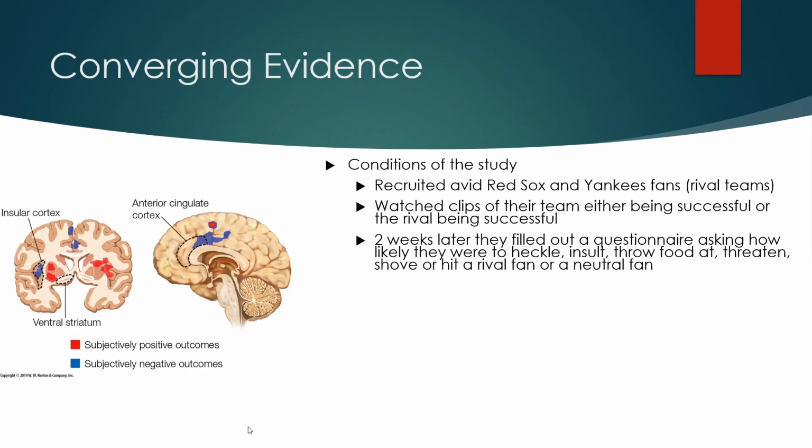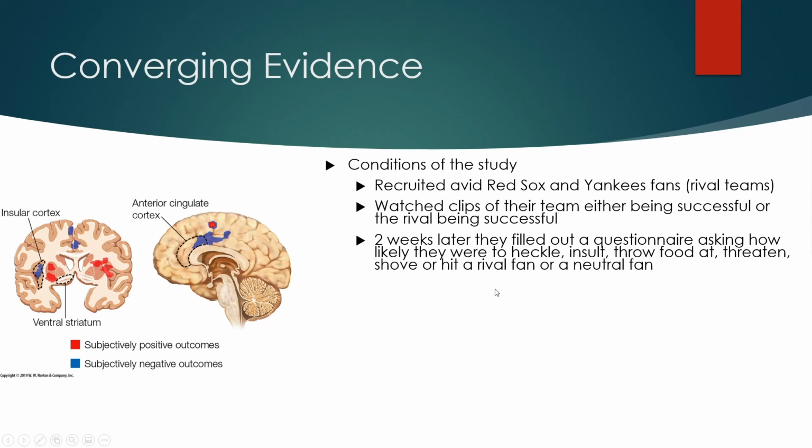We'll get into some other studies that look at how that might be unfolding. This was one where they recruited Red Sox and Yankee fans, really avid fans. These are very rival teams. The fans from these teams do not get along, and they watched baseball clips of their team doing a successful play or the rival team being successful.